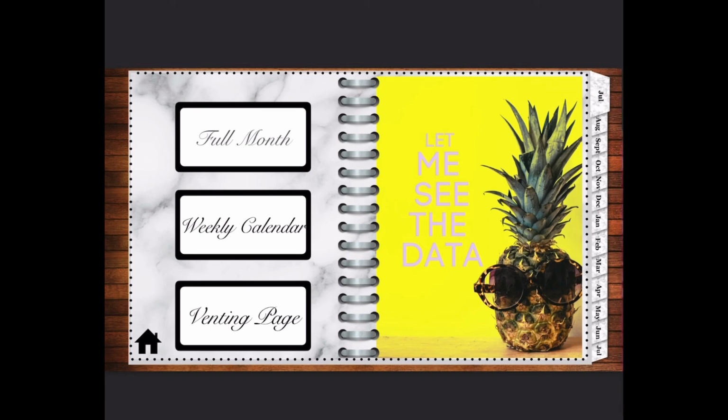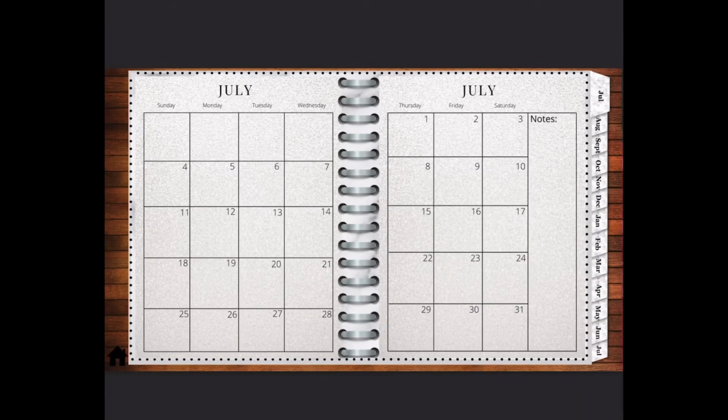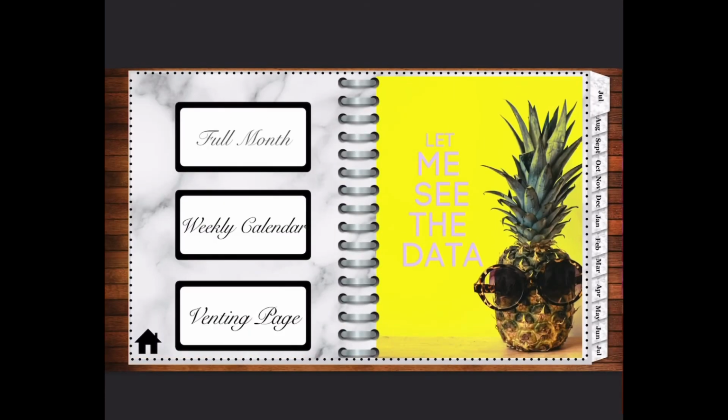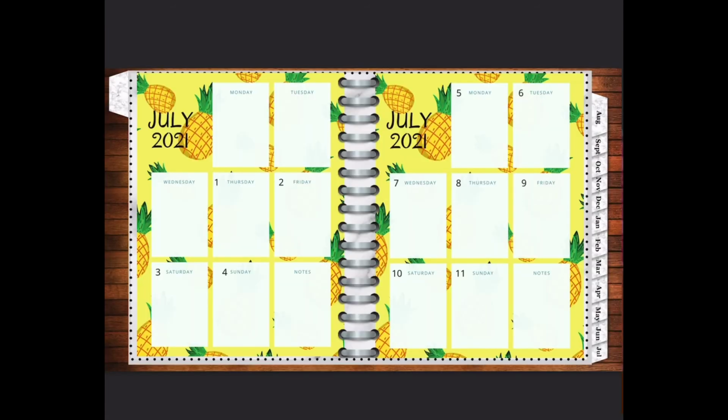So to get to the full month, so July, the month calendar, you'll swipe right and you'll see July 1 through 31 and you'll have a side for your notes. And then you can go back and long press and go to the weekly calendar. And it's going to be 2 weeks, 1 week on one page and 1 week on the other page.